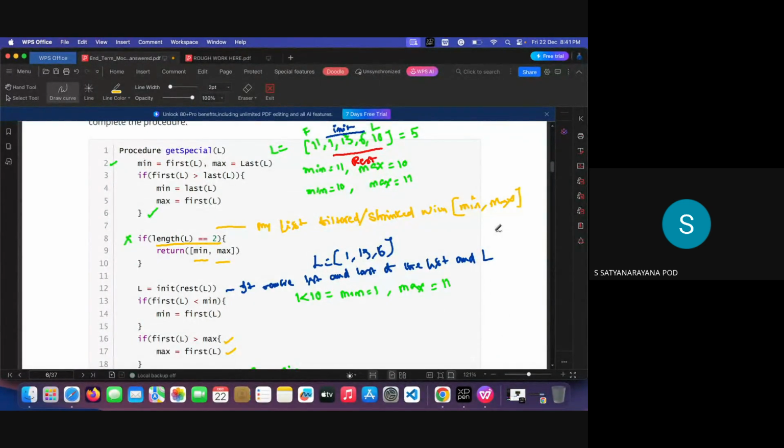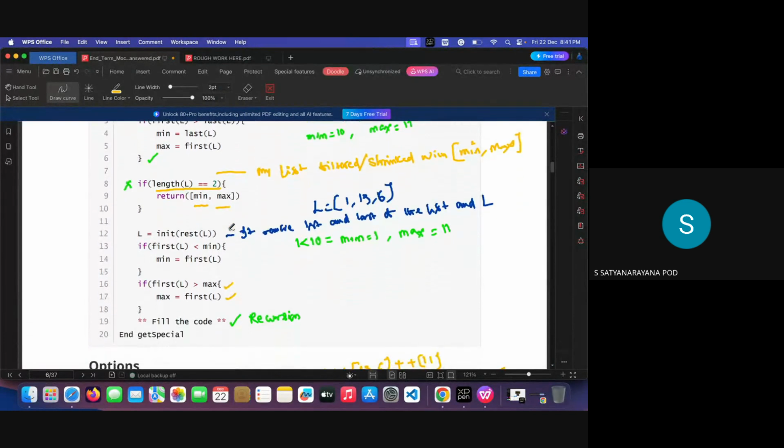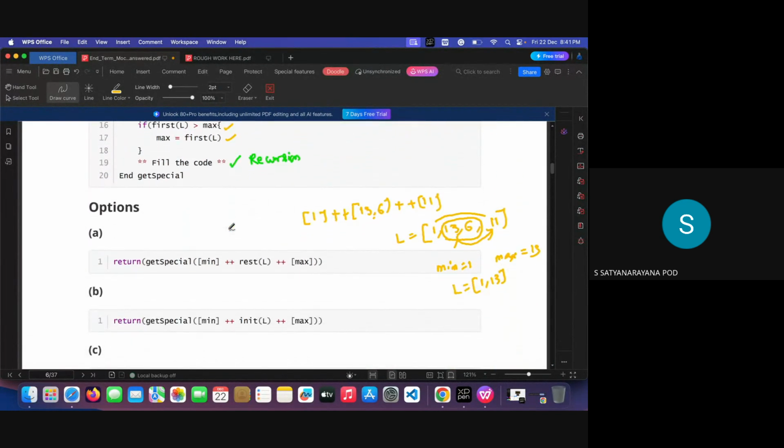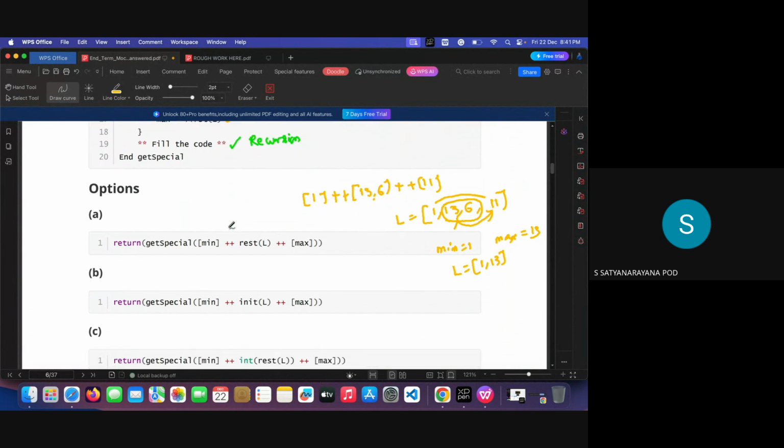Only the first element you are taking, the last element you are taking. This part is called the recursion call, calling the procedure by itself. But finally, the procedure stops if and only if the length of the list is just 2. The 2 means definitely the minimum element and the maximum element. I think it looks like a complex question, but we will see what is wrong in the next options also.